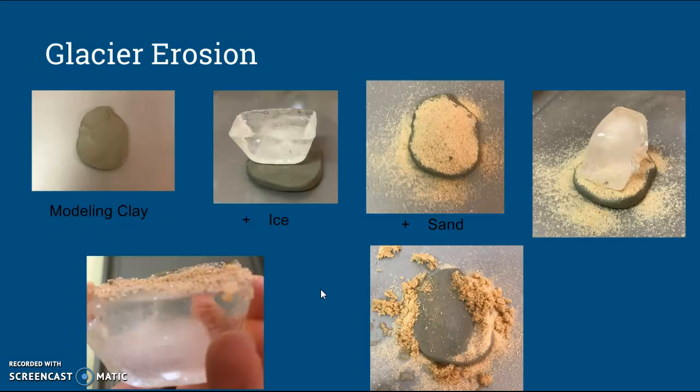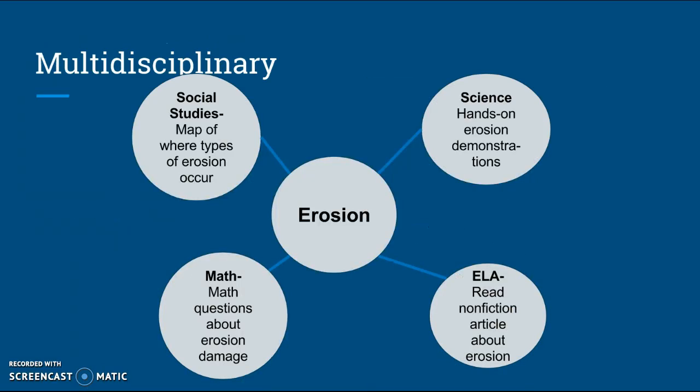a thematic unit or the multidisciplinary approach. So you can see here I did erosion in the center. Science would be the hands-on erosion demonstrations that I just showed you. In language arts, they could very easily read a nonfiction article about erosion or anything like that. In social studies, you could look at a map of where different types of erosion occur.